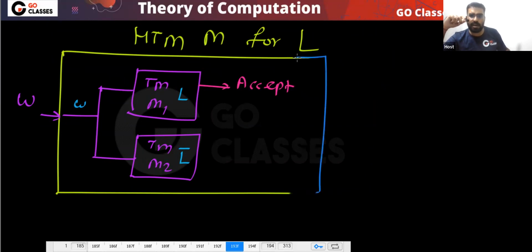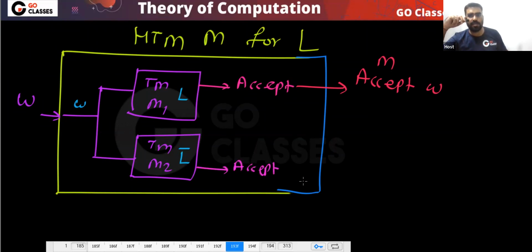Remember, I want to create a halting Turing machine for L. In this situation I should accept, because if M1 is accepting, then W belongs to L, and then M will also accept W. If this one accepts, then we should reject W, because it means W is in L complement, meaning W does not belong to L.